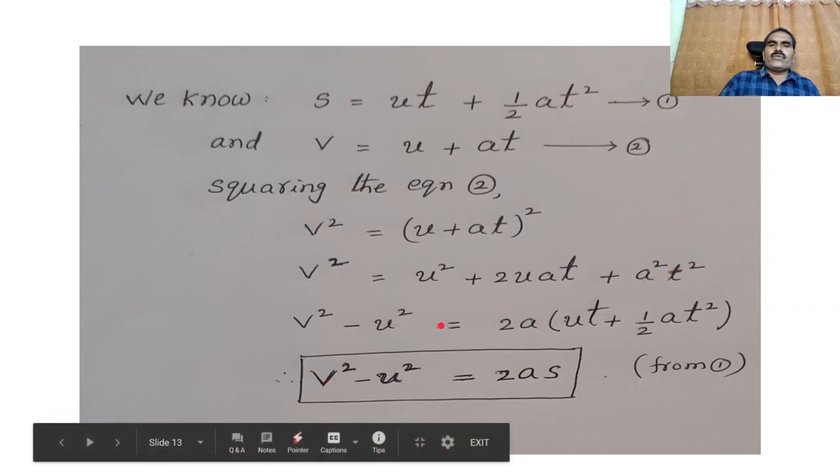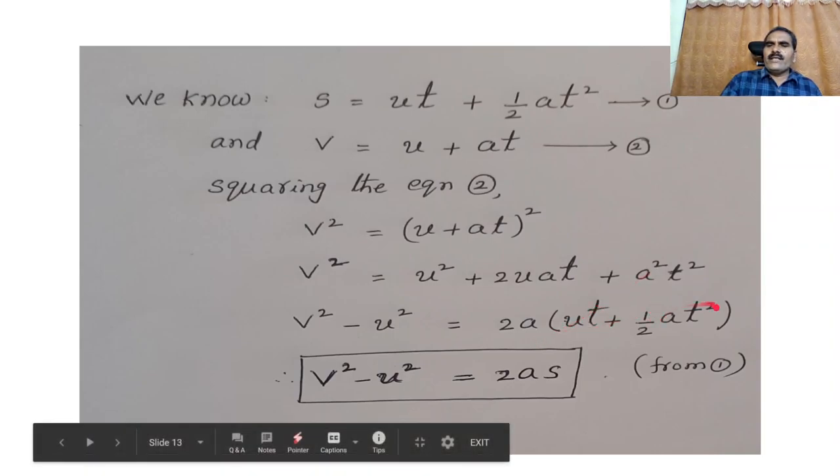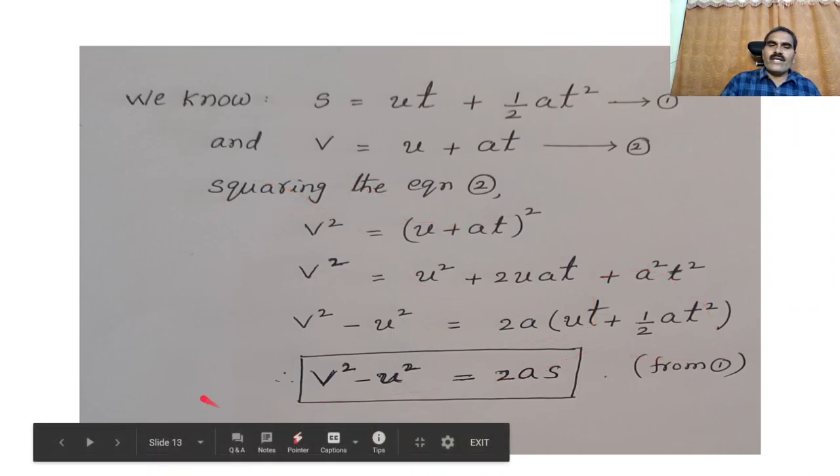So V square minus U square is equal to, we take U square to the left side. You have to take common 2 and also A, so 2A comes outside, and what will remain here is UT plus, since here it is 1, 2 into half means we get 1, so half A T square. But you know from equation 1, UT plus half AT square is equal to S. So you substitute S instead of this value, and we get V square minus U square is equal to 2AS.